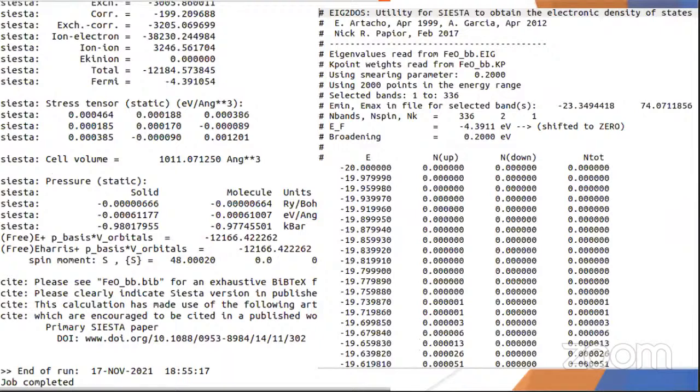This is the output file. In the output file, in the last part on the left hand side, the spin moment is mentioned as 48.00020, which is the magnetic moment measured after optimization of the system. And by using a simple DAS to data conversion tool, we get the spin up and spin down, and by plotting this, one can get the result I have shown in the last diagram. Next.